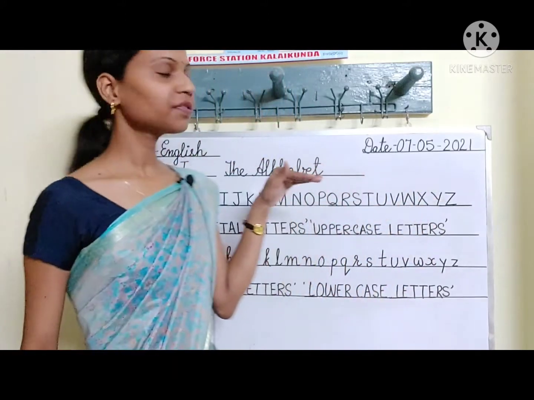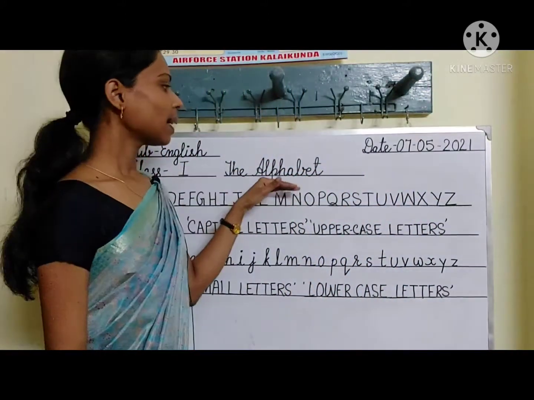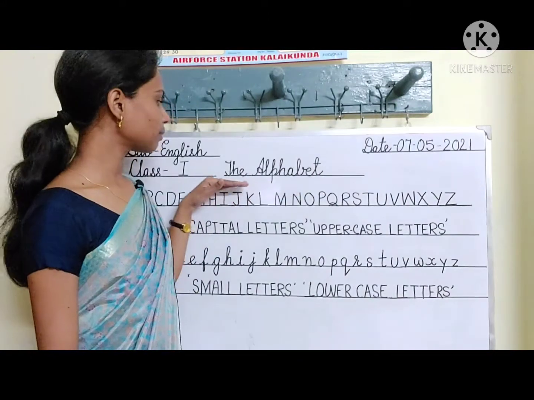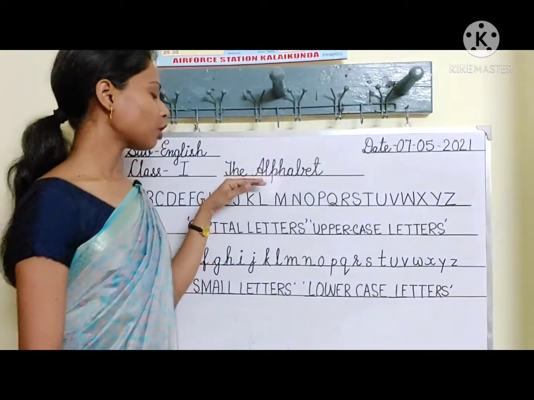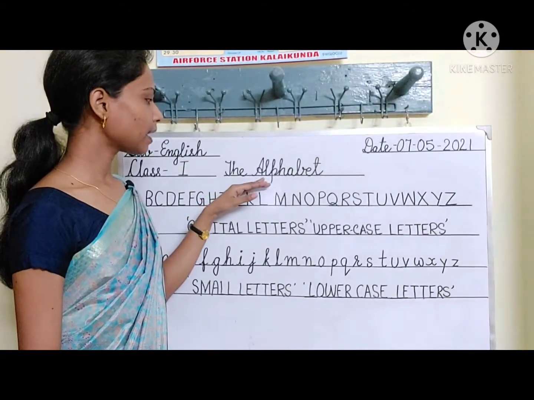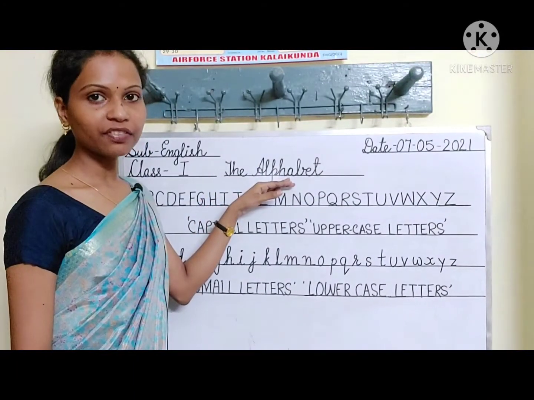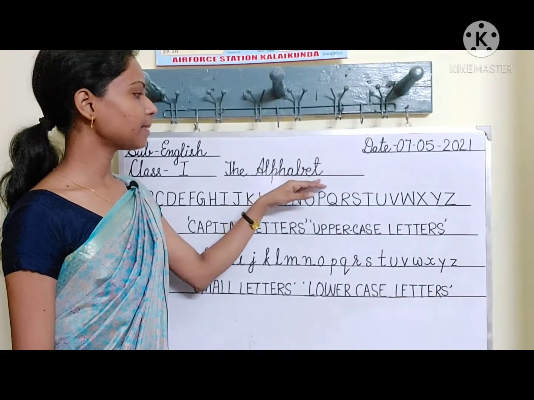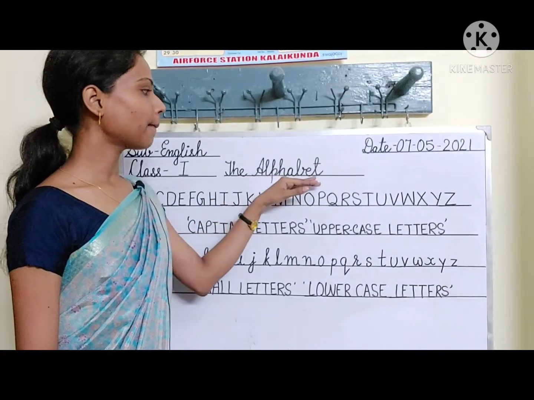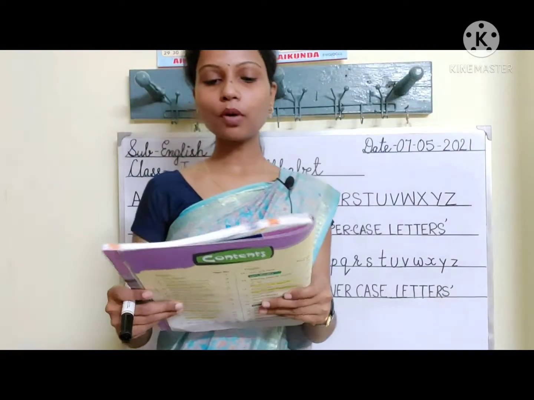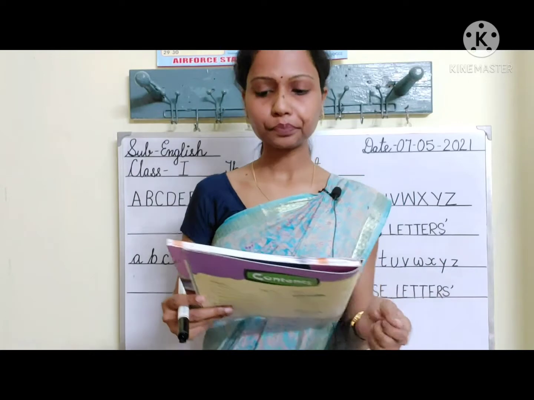What is the name of the first chapter? The alphabet. How do we pronounce it? A-L-P-H-A, alpha, then B-E-T, bet, alphabet. Okay, alphabet. So take out your book, let's read. I am reading, you keep your finger.